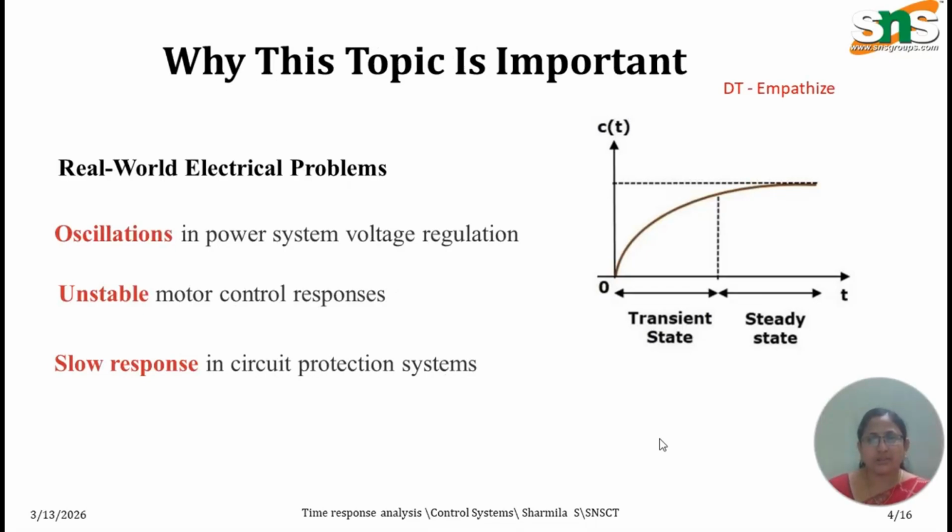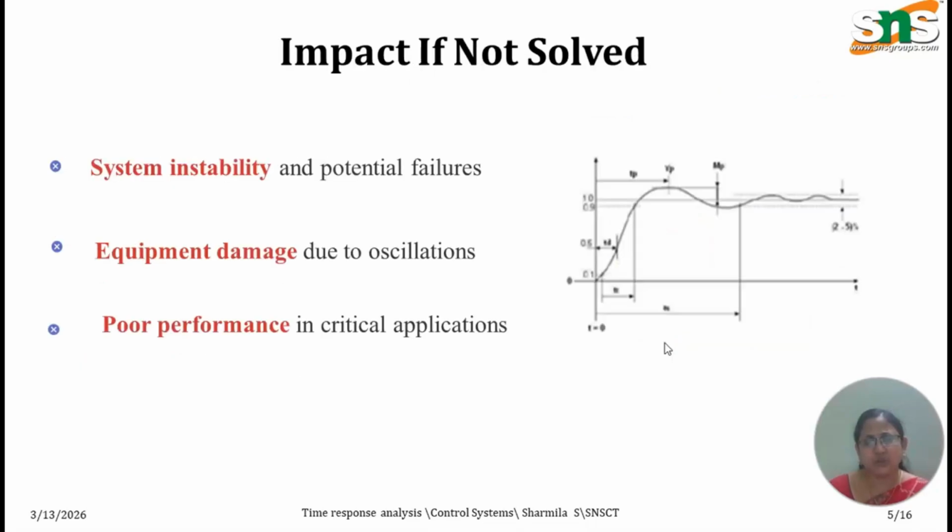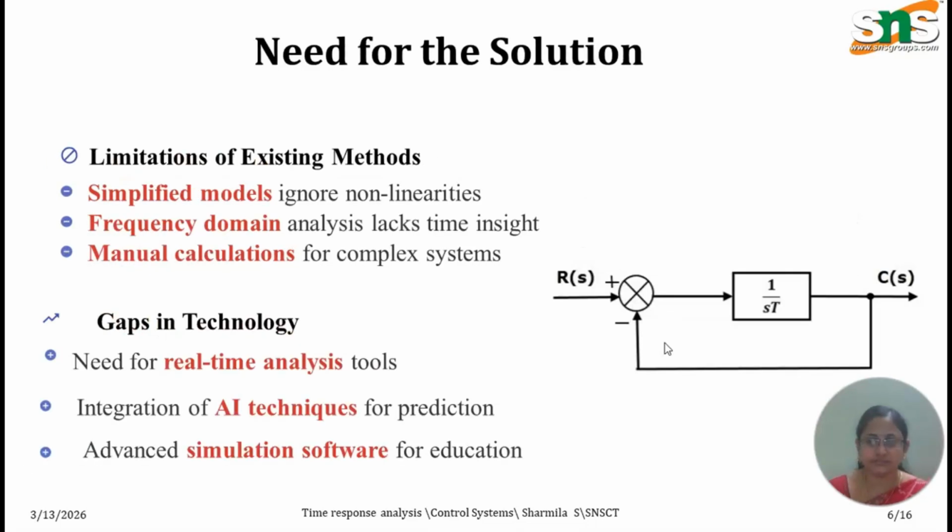Why is this topic important? Now let us empathize, the design thinking phase. In real-world electrical systems, we often encounter problems like oscillations in power system voltage, unstable motor control, and slow response in protection systems. If these issues are not analyzed properly, they can lead to system instability, equipment damage, and poor performance. So the impact if not solved is poor performance in many real-world critical applications.